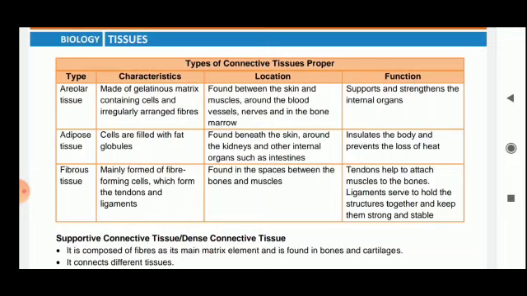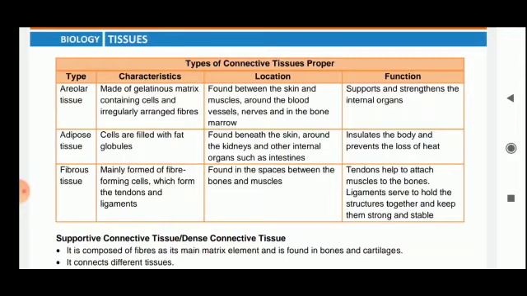The function is to insulate the body and prevent the loss of heat. Exactly, because fatty tissue is found below the skin, sometimes your mother or father will say that chubbiness is helpful in winter, because it prevents the loss of heat. Those children who have the maximum adipose tissue will not face this kind of problem in winters. They will not feel very cold, because it insulates the body and prevents the loss of heat.